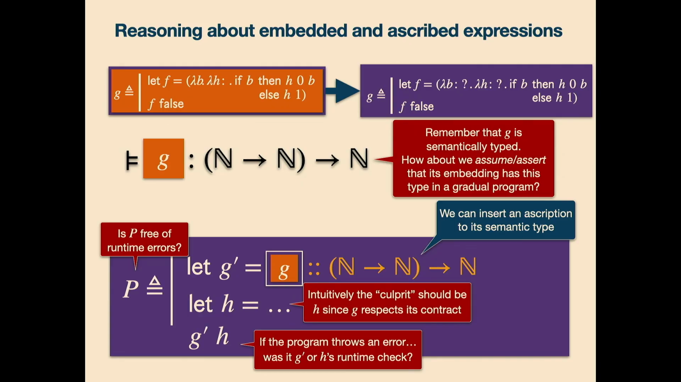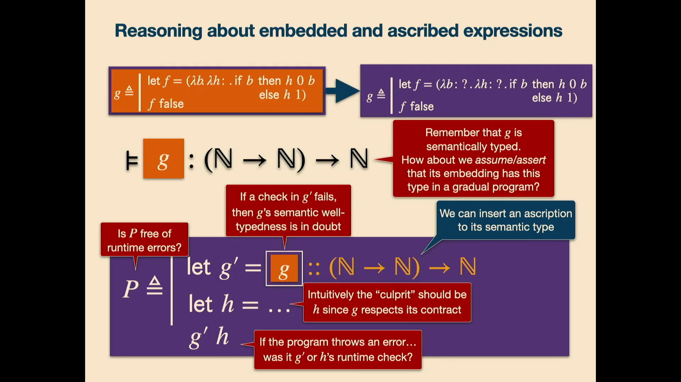Intuitively, we know that G is semantically typed to this static type. So morally, H should be the culprit of a runtime error. And if not, if this program fails because of a cast in G prime, then maybe we are going to start doubting whether G is actually semantically typed to this type, right? So there are some expectations that we have because we know that G is semantically typed to that type.